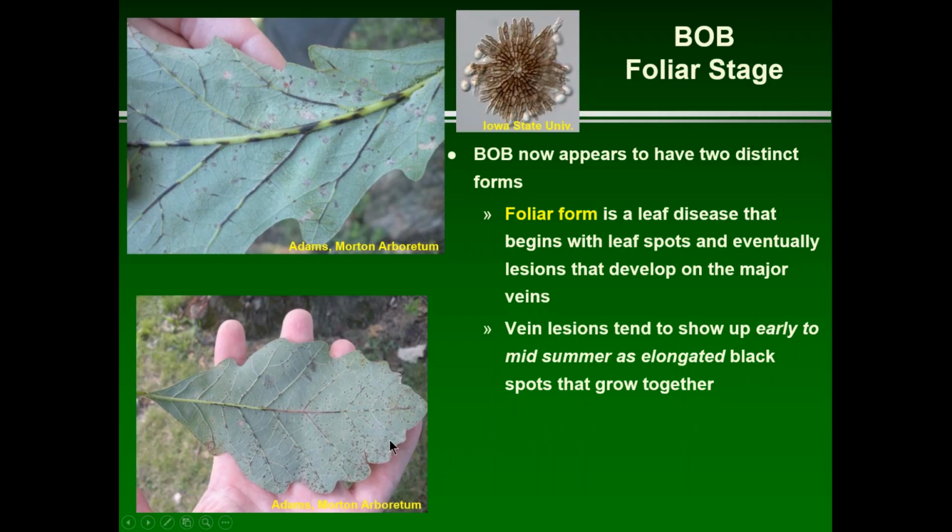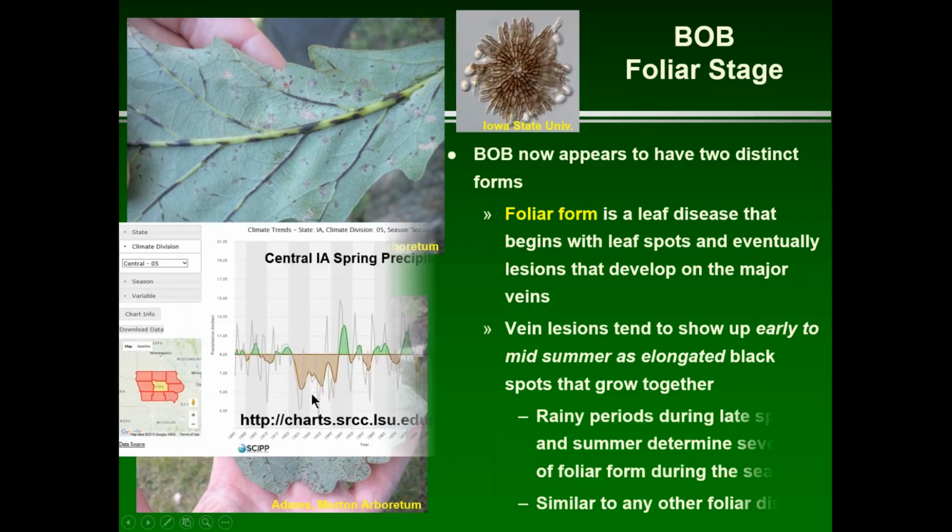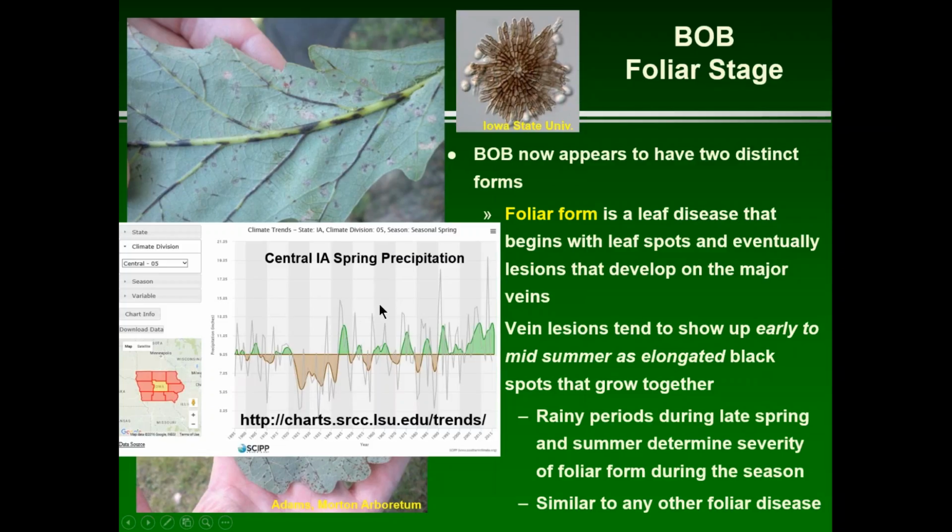So the initial forms are a leaf spot that will move on to the main veins and grow together to essentially begin to block the translocation system in the leaf itself. So one of the reasons that we have seen more of this disease recently, it looks like, is going back to some of our spring precipitation.